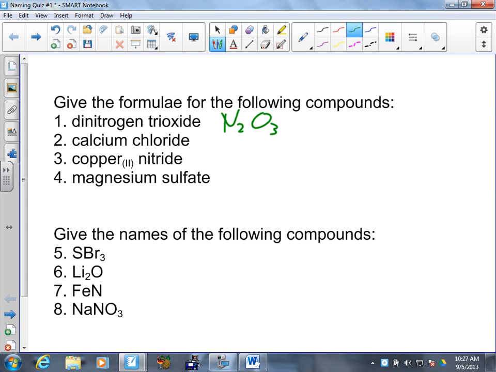For number 2, we've got calcium chloride, which is an ionic compound. So metal with the charge, non-metal with the charge, then what? Drop and swap. You've got CaCl2, 1 mark.